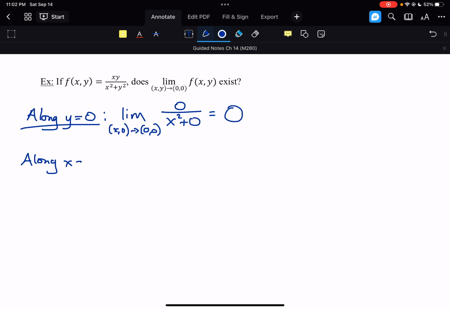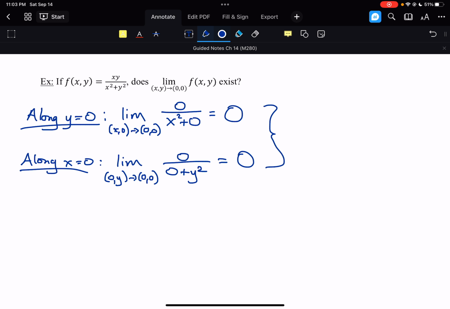And then we'll try the y-axis, where x is 0. So we get the limit as (0, y) approaches (0,0) of 0 over (0 plus y squared), which is also 0. So we got the same value twice. So then the question is, does this mean the limit is 0?